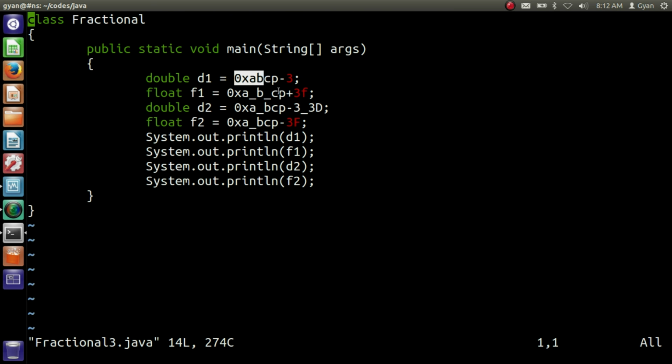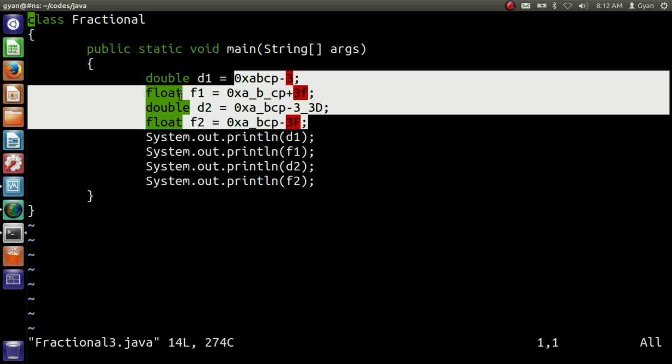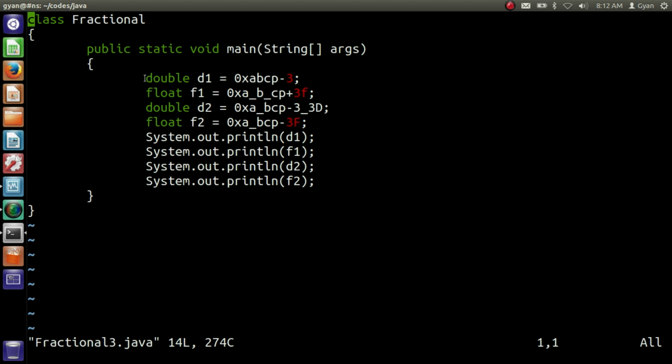Here we have stored all these constants in the corresponding variables, and then we printed all those variables. I think printing D1 and F2 should result same. F1 will result different and D2 will result different. So save and compile it.